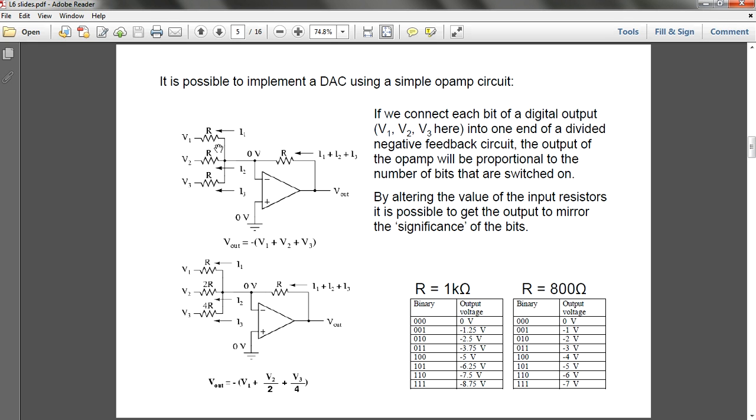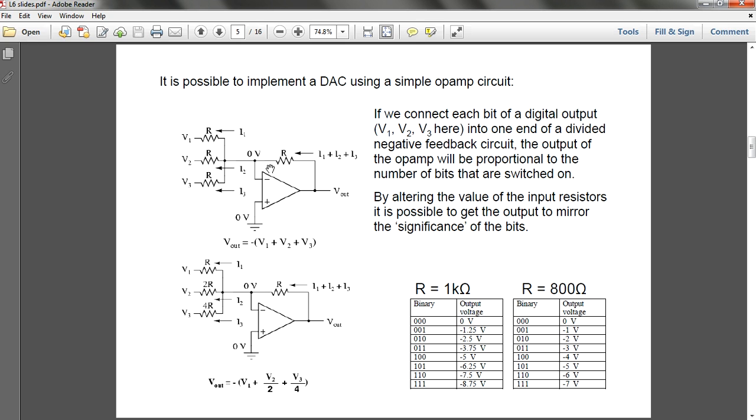A digital to analog circuit is actually connecting all the resistors in parallel, and then you connect it to the inverting input. So this whole thing, what is this? This is actually an inverting amplifier, because you're connecting your input into here, while this is actually 0 volts. So this is an inverting system.